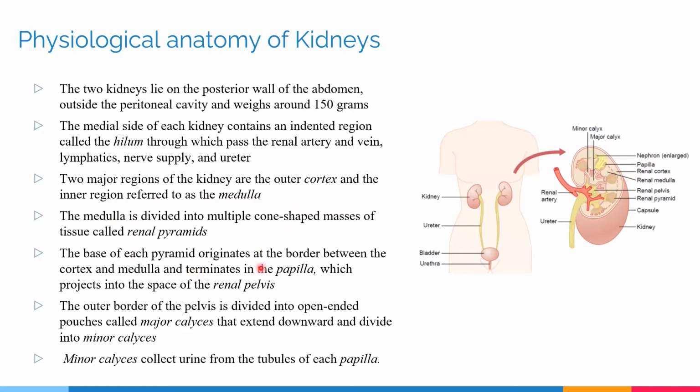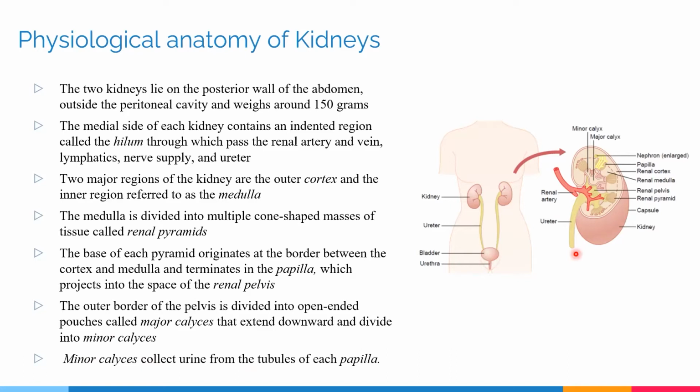The base of each pyramid originates at the border between the cortex and the medulla and terminates in the papilla, which projects into the space of the renal pelvis. The renal pelvis is this region inside the medulla, which later converts to form the ureter. The outer border of the pelvis is divided into open-ended pouches called major calyces that extend downward and divide into minor calyces. The minor calyces collect urine from the tubules of each of the papilla, and then the whole structure forms into the ureter, through which the urine is carried to the bladder itself, which is shown right here.